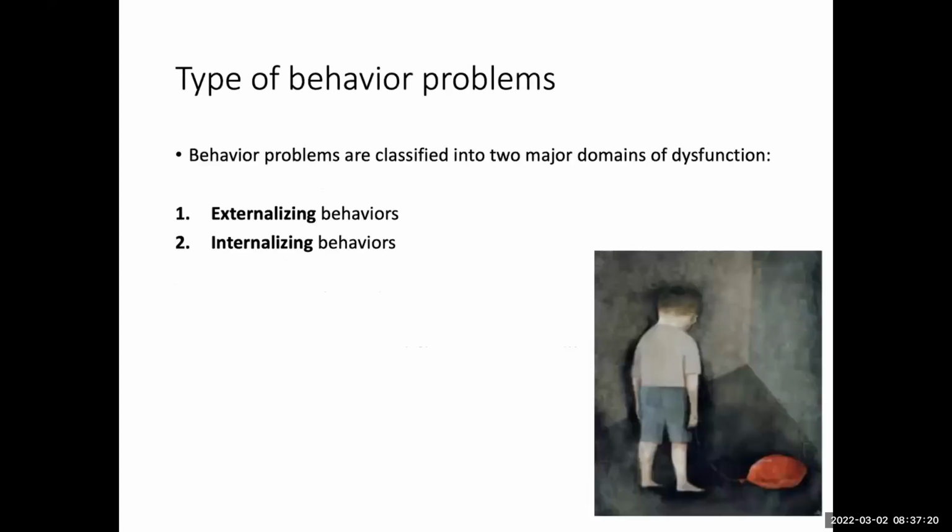So next we go to the type of behavior problems that the child exhibits. So there are two types, which are the externalizing behaviors and internalizing behaviors. Let's look into it one by one.